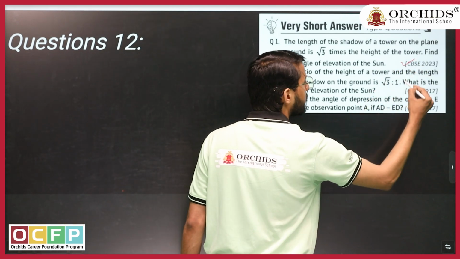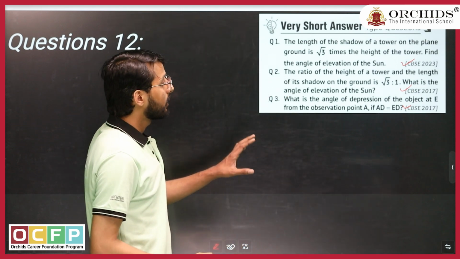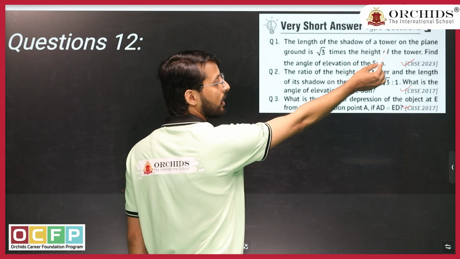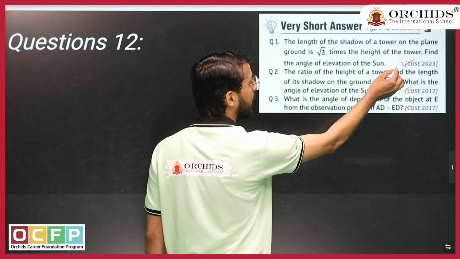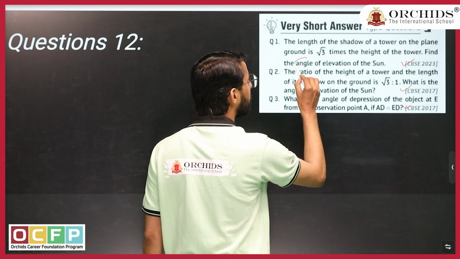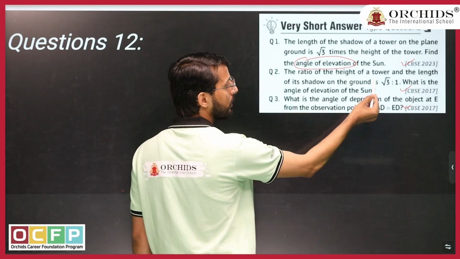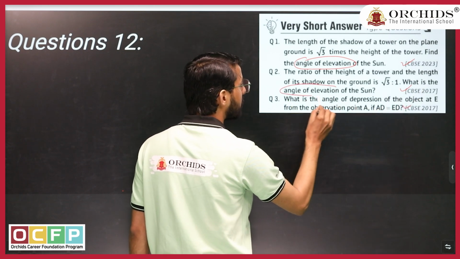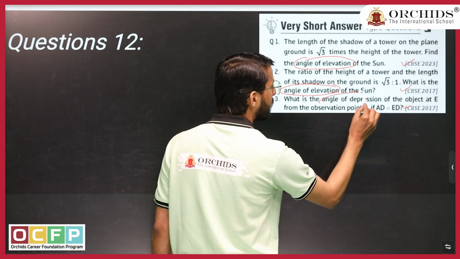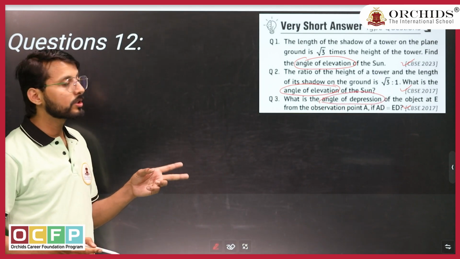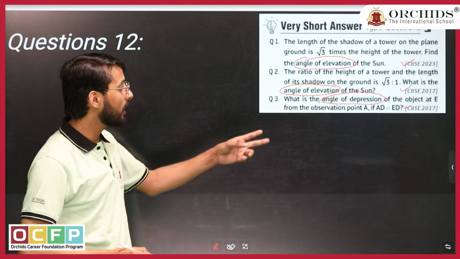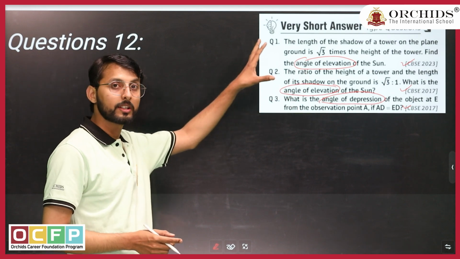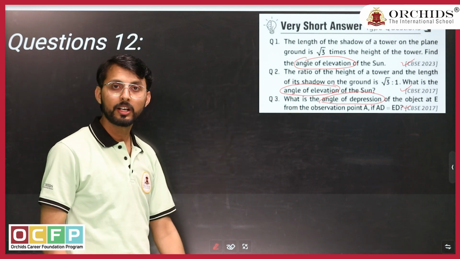Look at this, CBSE 2023, 2017, 2017. But what is common in all 3? Can you observe the pattern? The length of the shadow of a tower on the plane ground is √3 times the height. Find the angle of elevation. The ratio of the height of a tower and the length of its shadow on the ground. What is the angle of elevation? What is the angle of depression? So similar type of question they are continuously asking. In the same year they have asked elevated also, depressed also. It means this part is very important for you to understand what is the angle of elevation and what is the angle of depression.